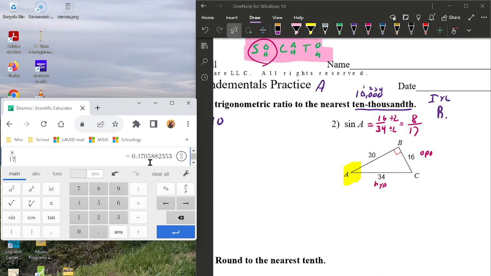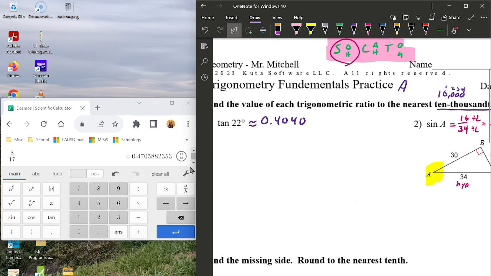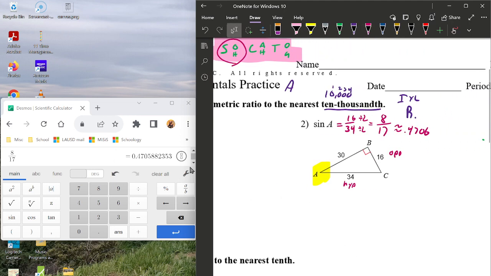And again, 0.4705. There's my 5th decimal after the 10,000ths. That says round up. So that's going to be about 0.4706. And I did have the abouts there too. And so this is what the IXL wants. This is what this assignment wanted there. Pay attention to what the directions ask you for.